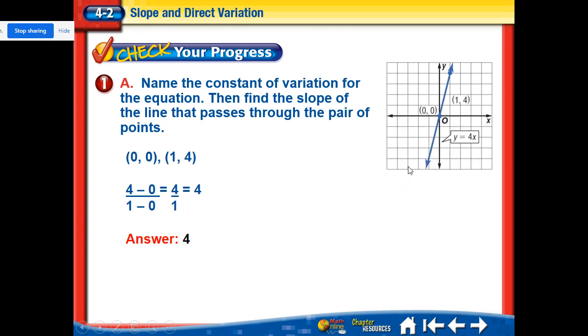All right, another one. Here we have the point 1, 4. Again, it's positive, so we should get a positive answer. So we have 0, 0, and 1, 4. So 4 minus 0 and 1 minus 0, which is 4 over 1, or just 4. So, of course, our answer is 4 yet again.